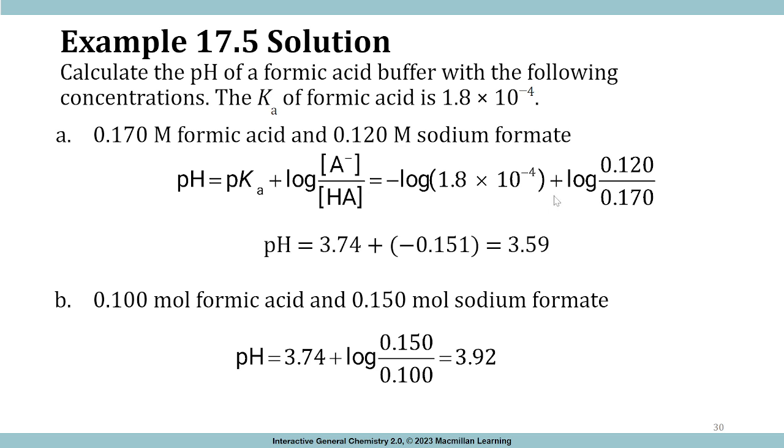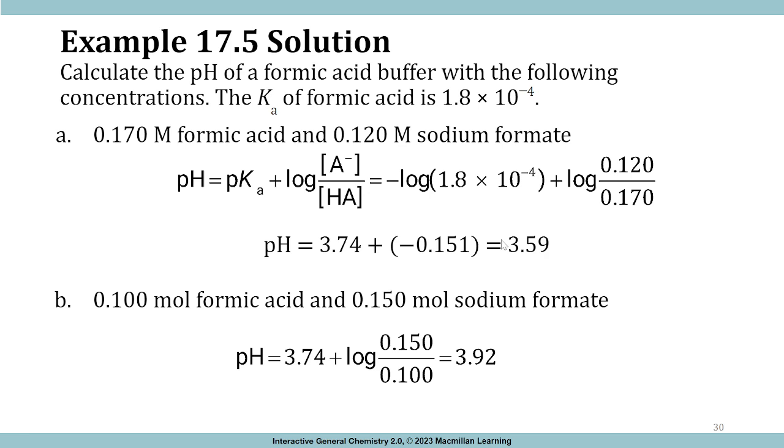Then it's going to be plus the log. Again, we take the base. The base's concentration is that sodium formate concentration, isn't it? Okay? And that's 0.12. This is going to be divided by the acid, 0.17. We go ahead and solve that. So the log of 0.12 over 0.17 is negative 0.151. The pKa from that Ka is 3.74. We add those two things together, that gives us 3.59.